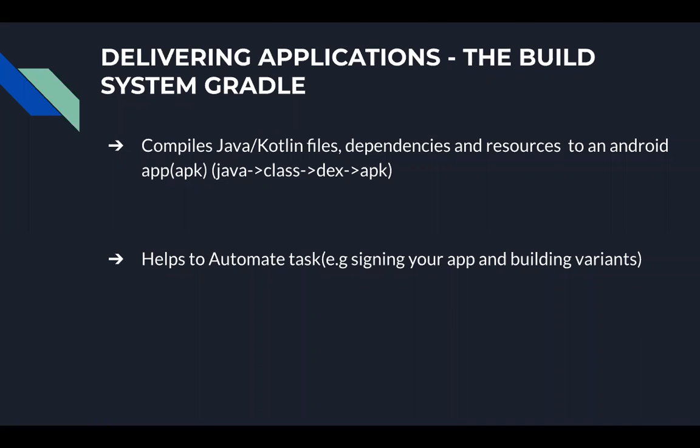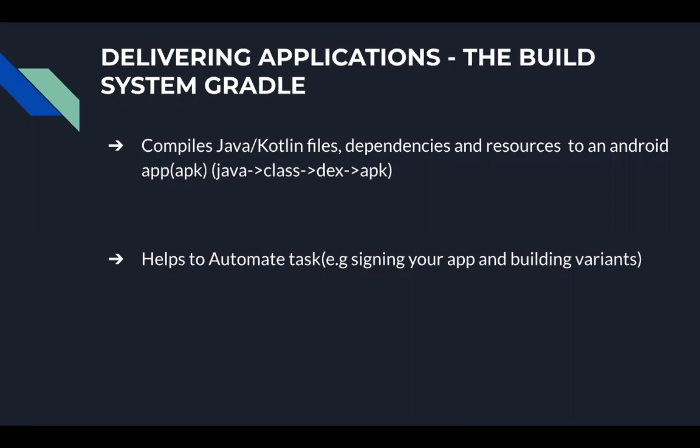Then this bytecode plus the resources, that's where you have your strings.xml, your dimensions and everything, your images and drawables, it combines them along with your dependencies and forms it into a dex file. So you can say I have this arrow from Java to class to dex. From this dex file, the Gradle then uses the package manager to help us sign our application into what we call APK. I will show a graphical explanation of what I'm saying in the next slide.